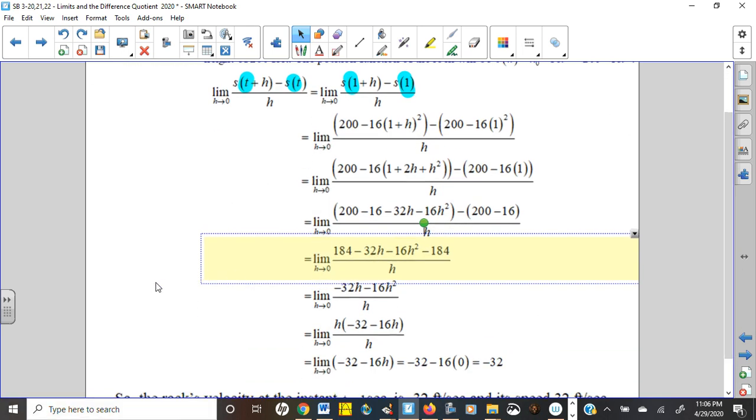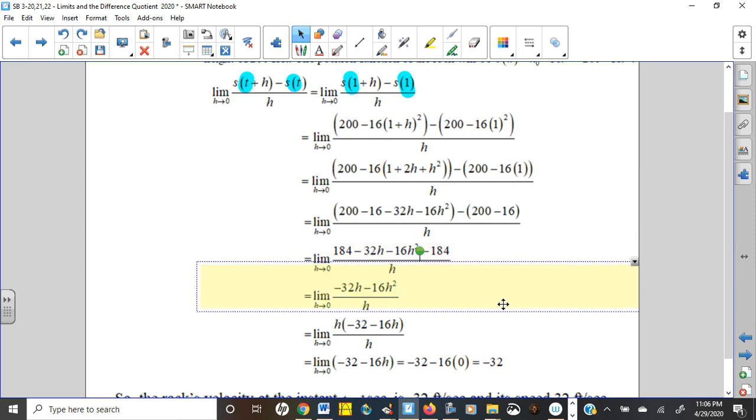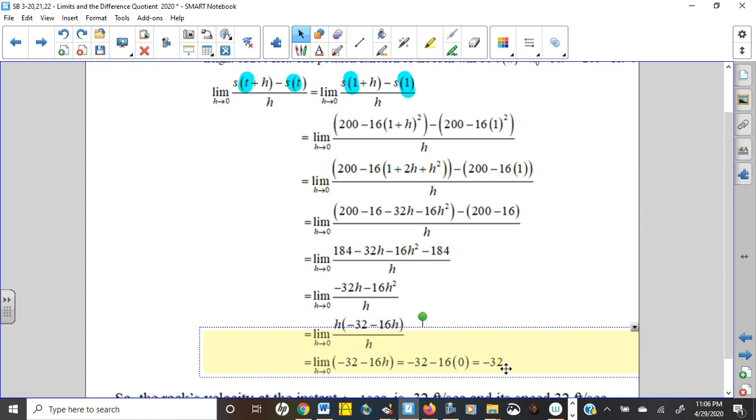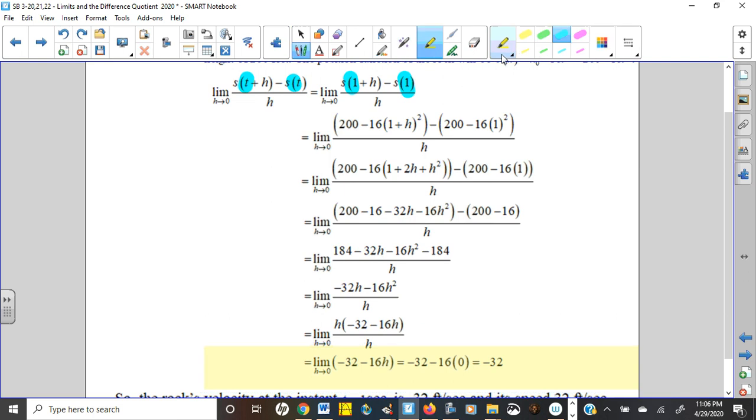Most of the time that's because it cancels. And that's exactly what happens after I get rid of those 184s. Everything that doesn't have an H should cancel, right? And then a factor, and there you go. Look at that. The H in the denominator is gone. I can now right here go ahead and make that substitution, evaluate the limit. Notice the limit sign disappears at that point, and I get negative 32.